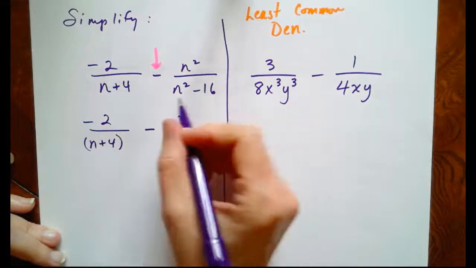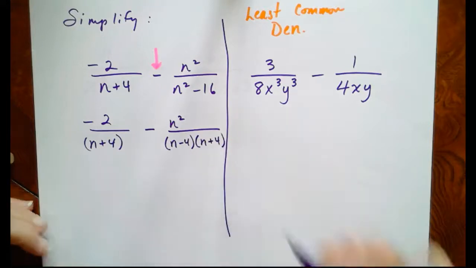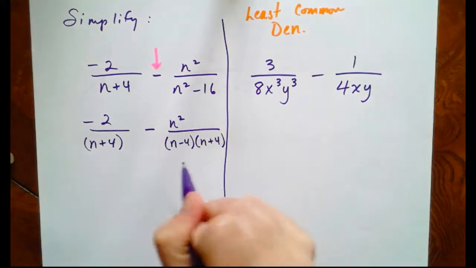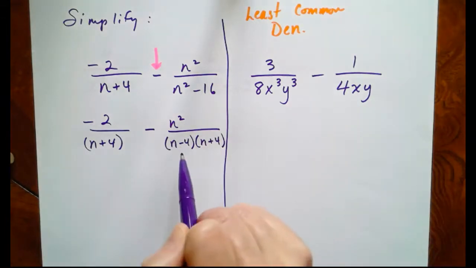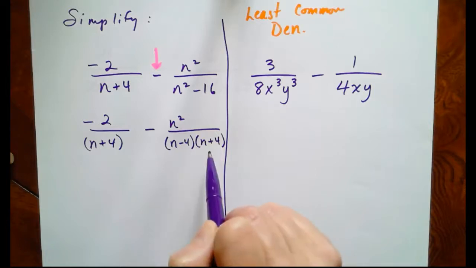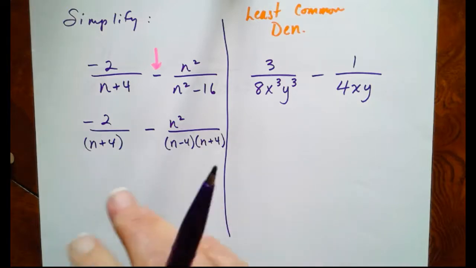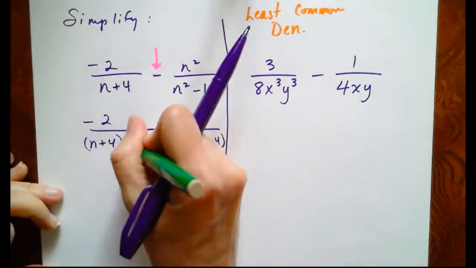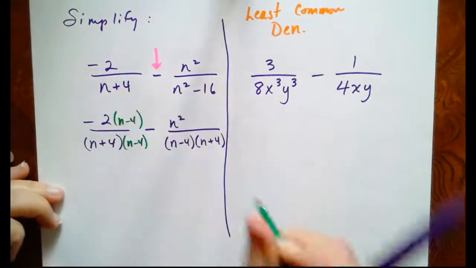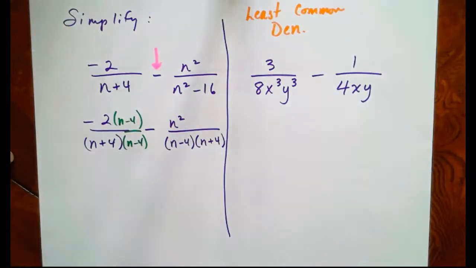So n squared over, and then this n squared minus 16 is n minus 4 times n plus 4. So think about these problems as the what's missing problems. So this denominator has an n minus 4 factor as well as an n plus 4 factor. This one is missing the n minus 4. So we need to multiply the denominator and the numerator by n minus 4, because that is your unit multiplier of 1. Remember, we're not changing the value of the fraction, we're just renaming it.